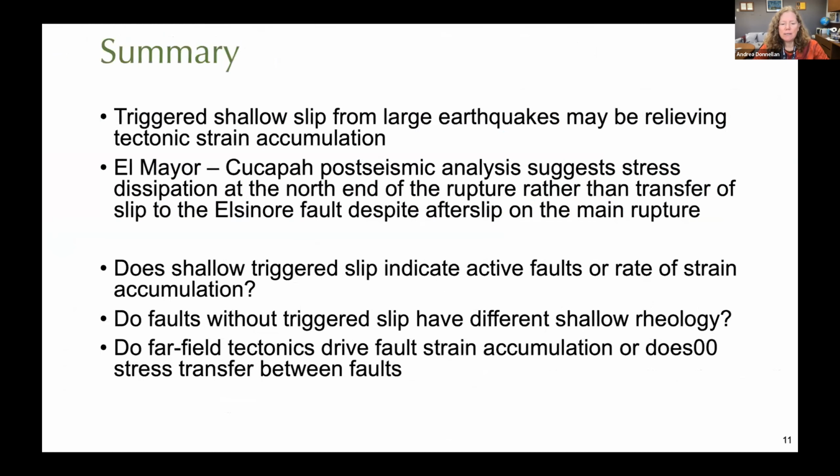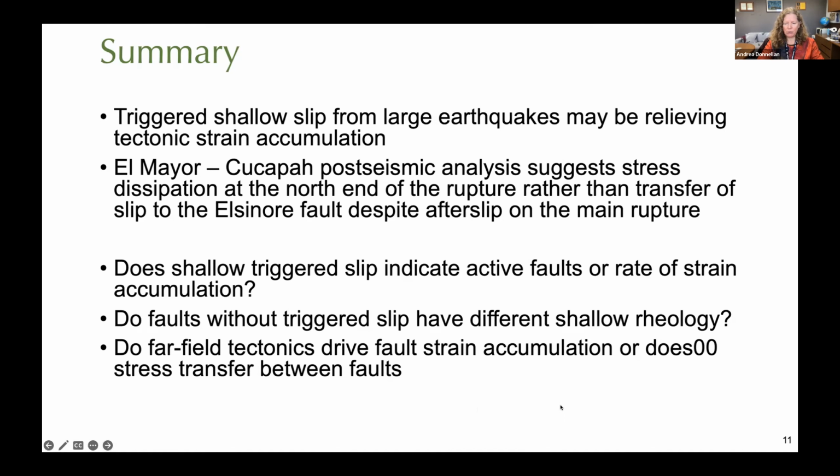So just to summarize, triggered shallow slip from large earthquakes may be relieving tectonic strain accumulation, that far field strain accumulation, but it looks like it's very shallow. The El Mayor-Cucapah post-seismic analysis suggests stress dissipation at the north end of the rupture rather than transfer of additional slip and strain onto the Elsinore Fault. That again suggests this far field driving of faults rather than local driving of faults.